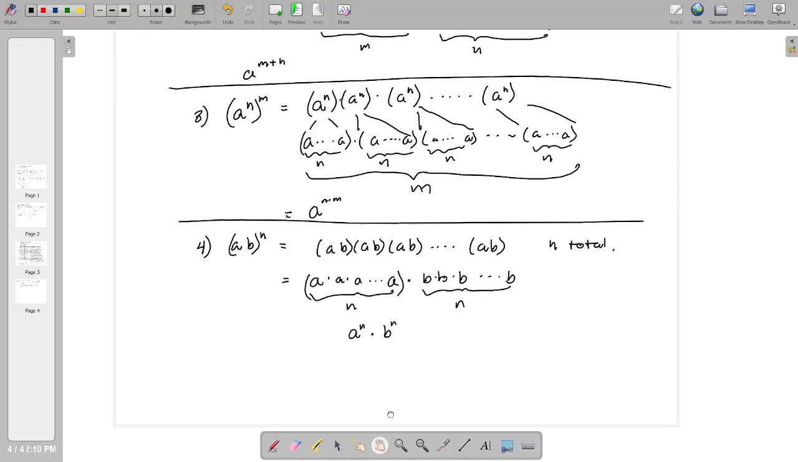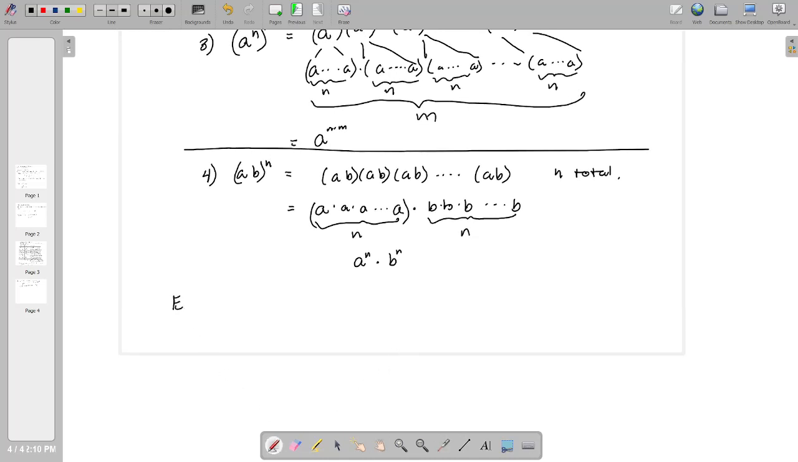Let's do an example. x to the third times x squared. So we have the same base, x. So we can write it as x to some power, where the power is the sum of these two exponents.